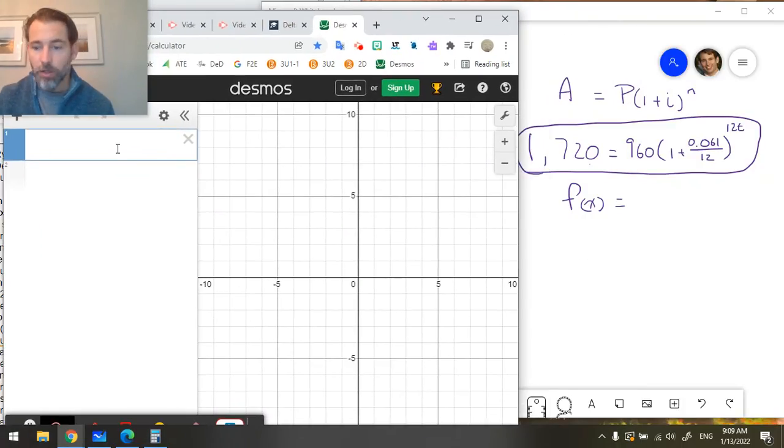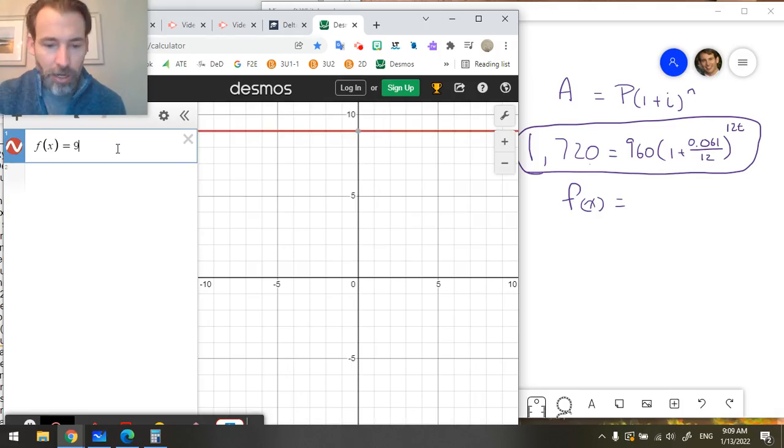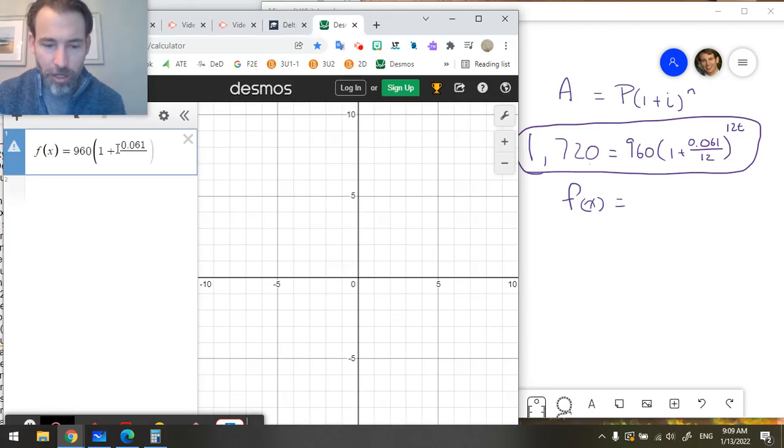Okay, so a new function, and I'm just going to use x because Desmos likes x's instead of t's, and I'm going to solve for x, and then I'll know that's the amount of time. Okay, this is equal to 960. I could divide that out and do all the algebra like I said I was going to, but this is just as easy. Okay, times 1 plus 0.061 divided by 12, end the bracket, raised to the power 12x.